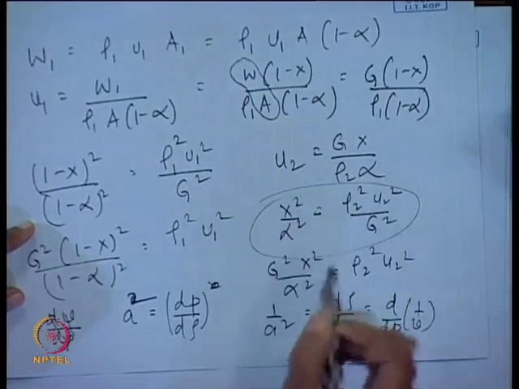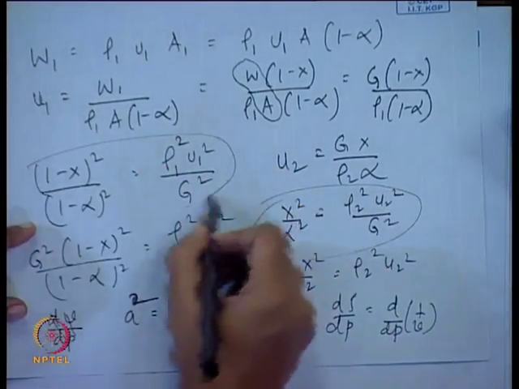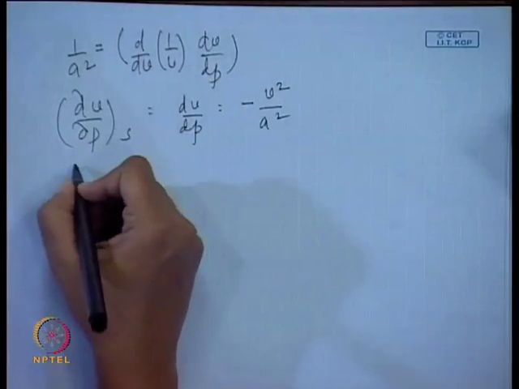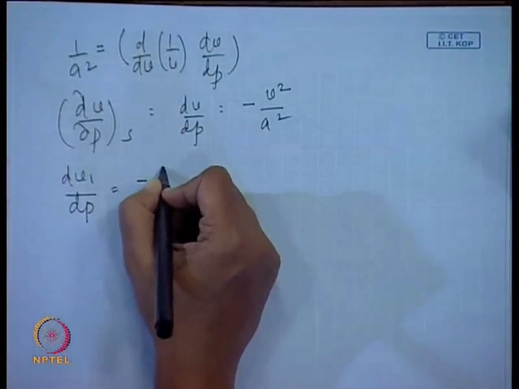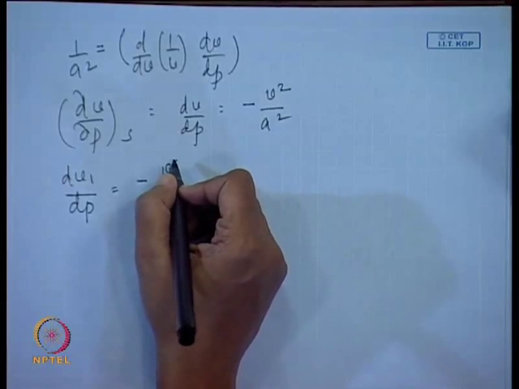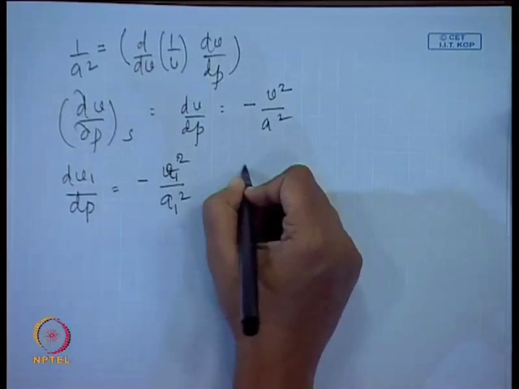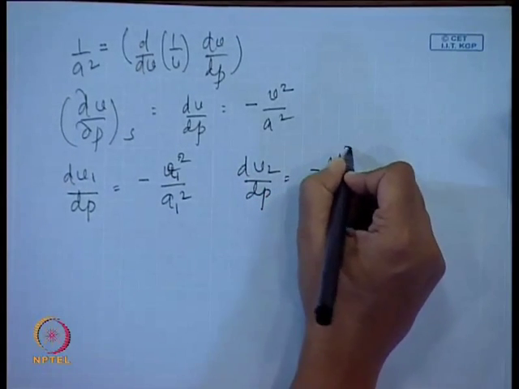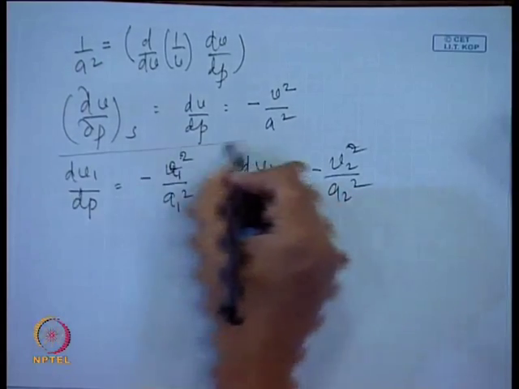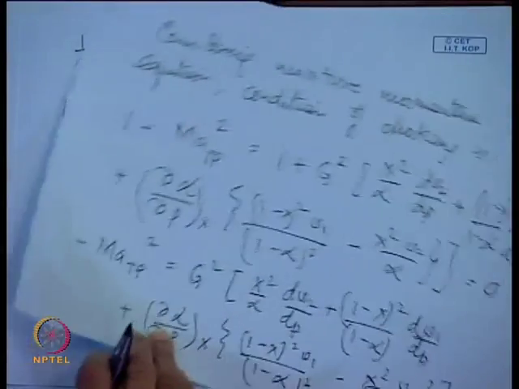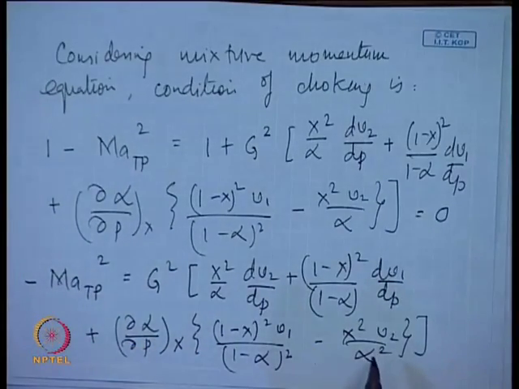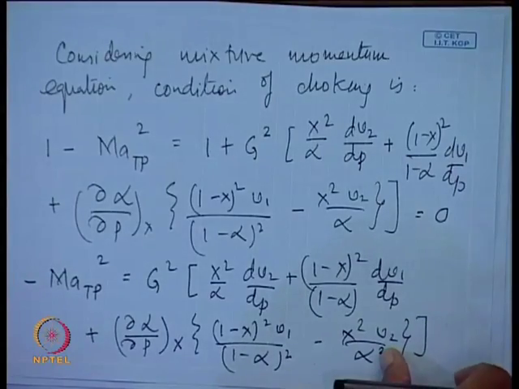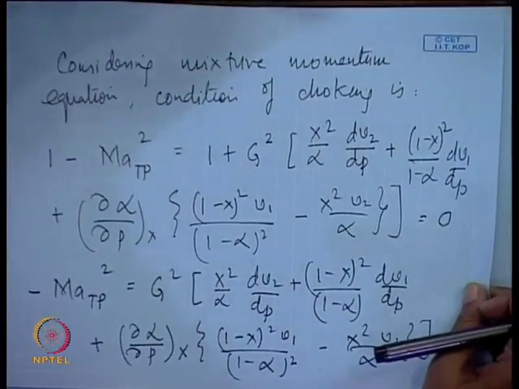So, therefore, whatever we have substituted here, this particular term, then the other one is this one, and then dv 1 dp is minus v 1 square by a 1 square, and dv 2 dp equals minus v 2 square by a 2 square. So, if we make all these substitutions into the denominator of the momentum balance equation which we had derived, then what do we arrive at? Just do it and tell me what we get under that circumstance.